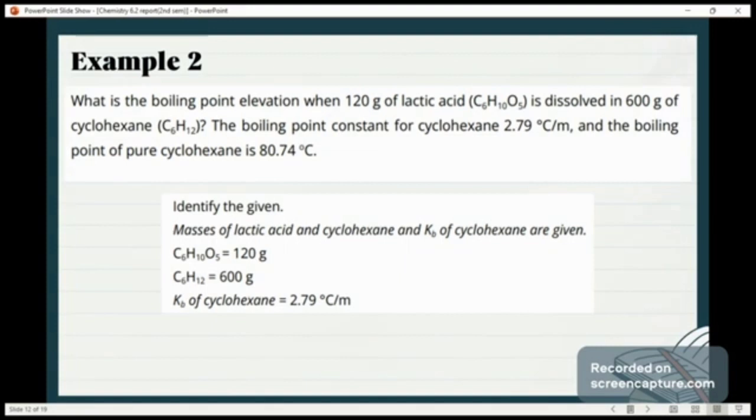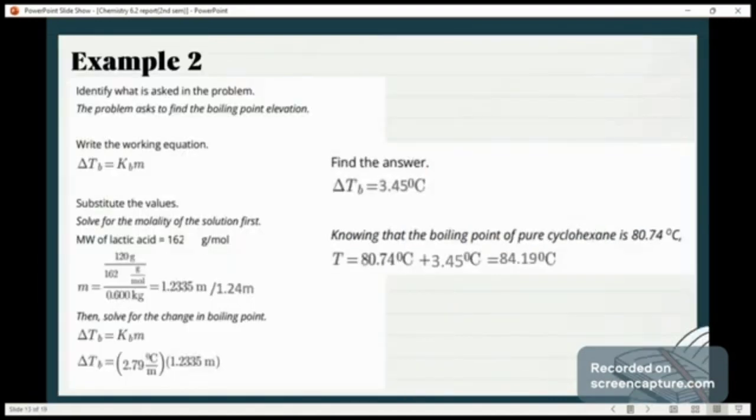As you can see, there is no given molal solution here. So in this problem, we have to look for the molality first before we proceed to the working equation. We must find the boiling point elevation, that is the problem. So now we have to solve first for the molality. How can we solve for the molality?